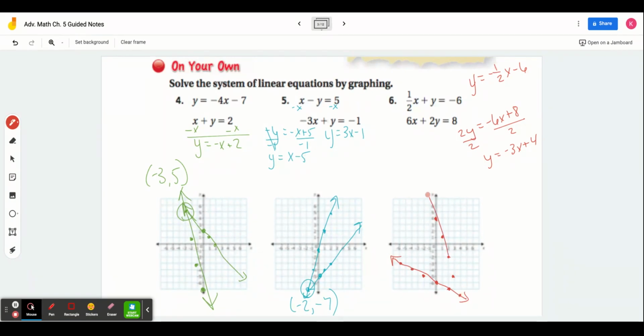When we do this, we can see that our point of intersection is going to be slightly off the graph, but we can estimate by looking at this that we are at an x value of 4 and a y value of -8. So our point of intersection, or the solution for this system, would be 4, -8.